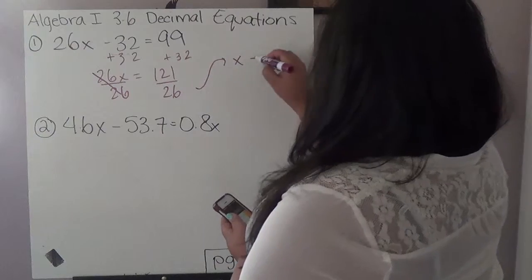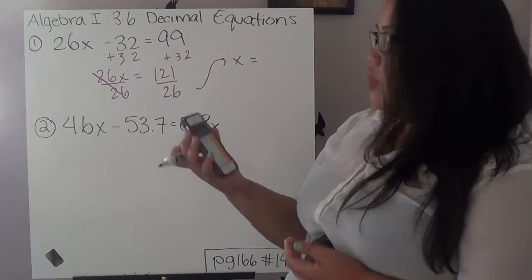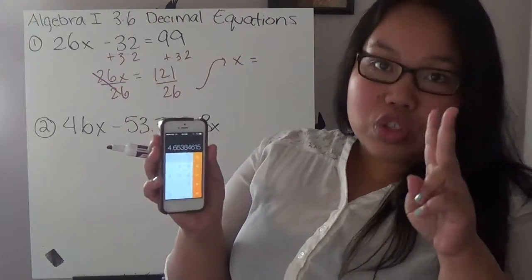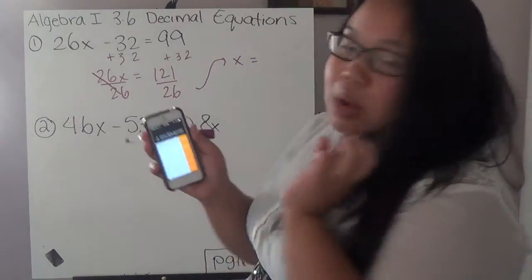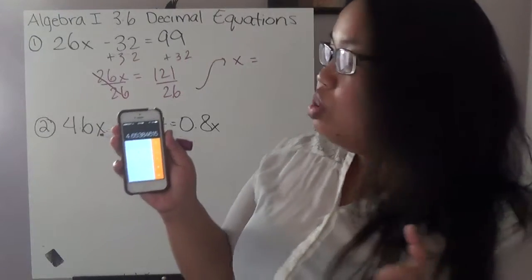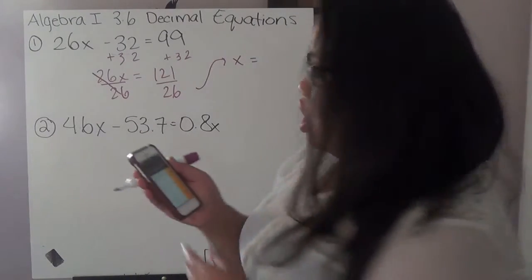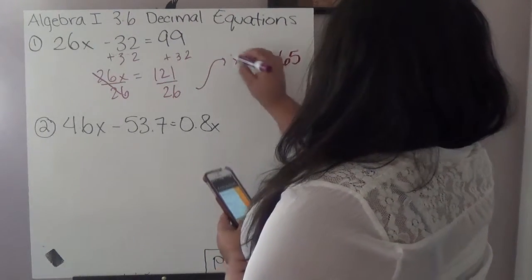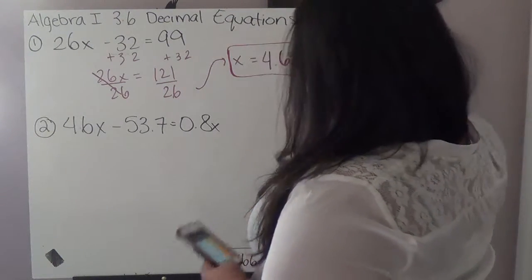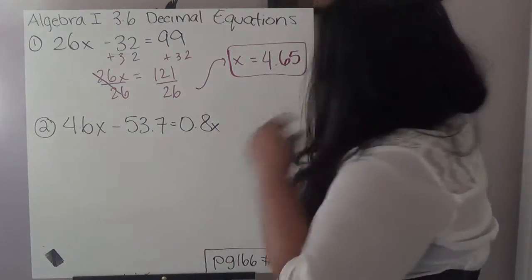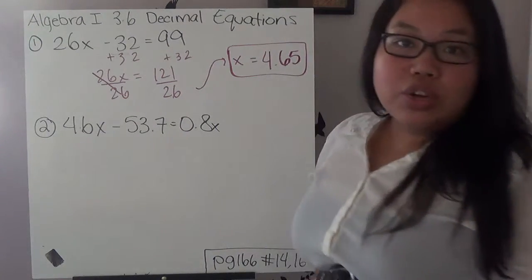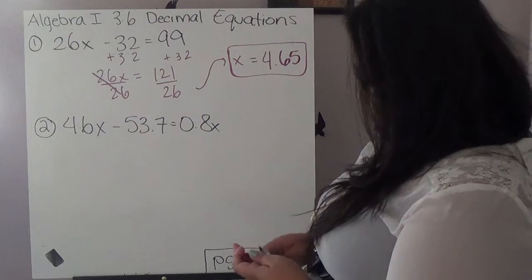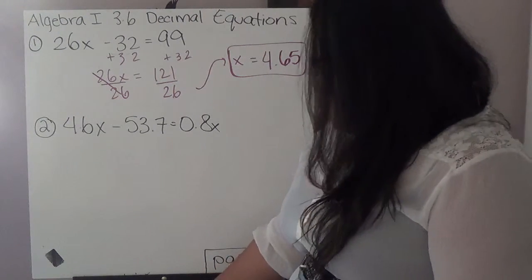So I end up with 4.65. It's a long decimal, so I'm going to do the first two decimals. Since the third number is a 3, I'm going to leave it alone, not round up. So my answer is going to be 4.65. So no new things that you're going to do, it's just how you're going to write the answer. So let's try the next one.